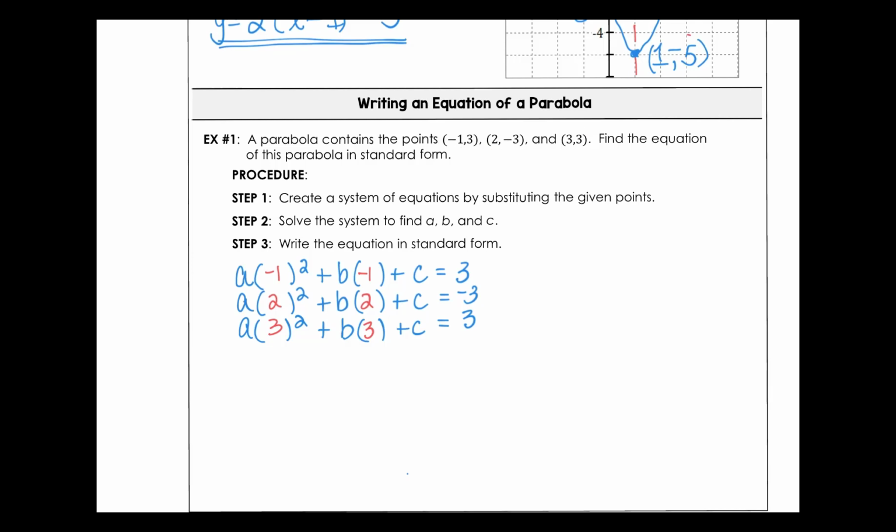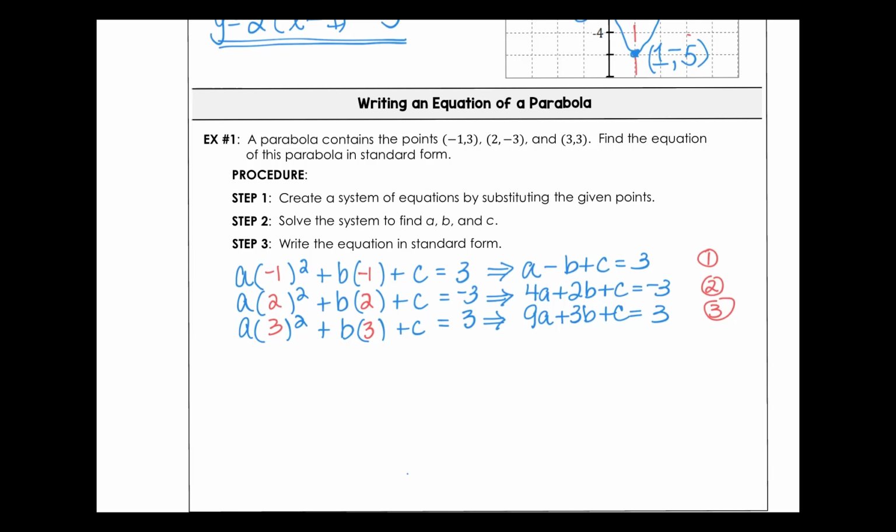So putting that together, this equation would be A minus B plus C equals 3. The second equation would be 4A plus 2B plus C equals negative 3. And then our third equation would be 9A plus 3B plus C equals positive 3. And I like to number my equations to keep myself organized.